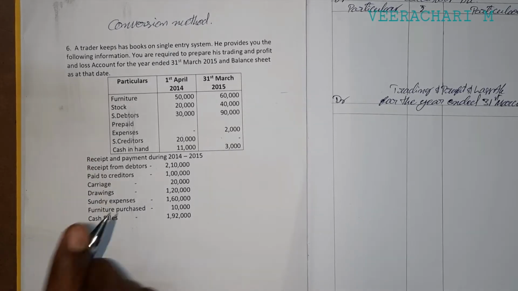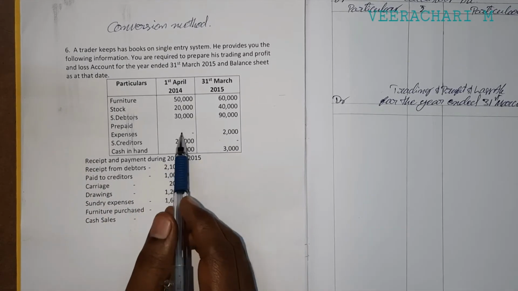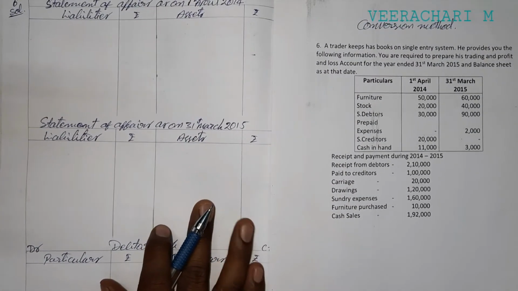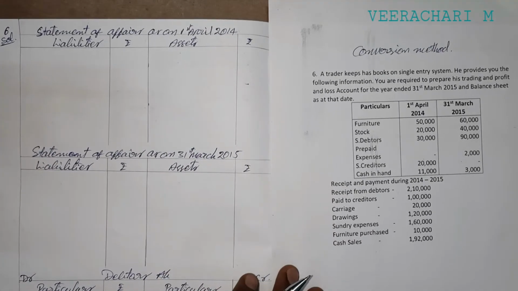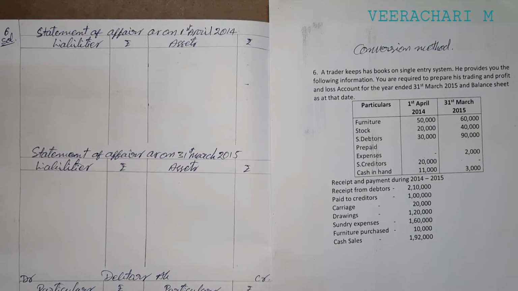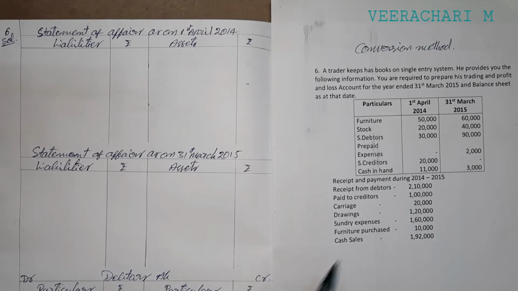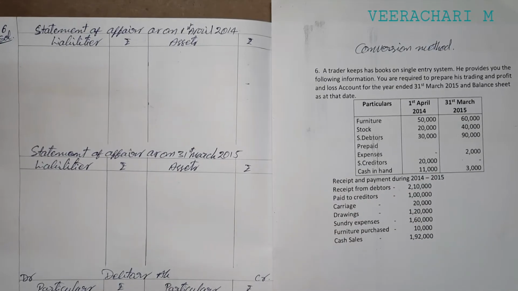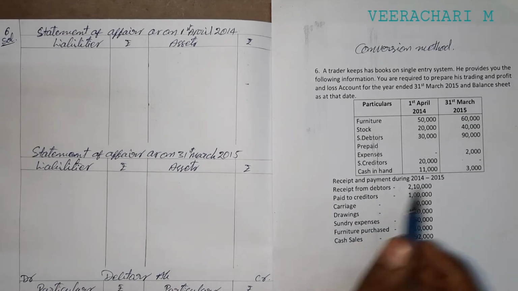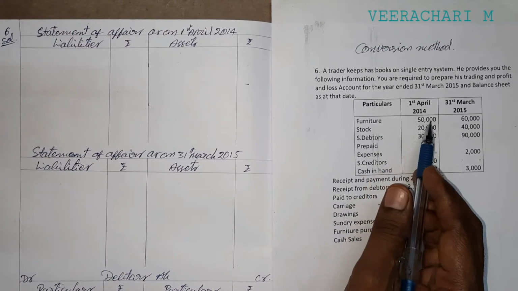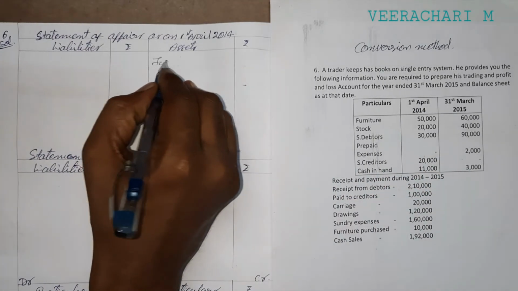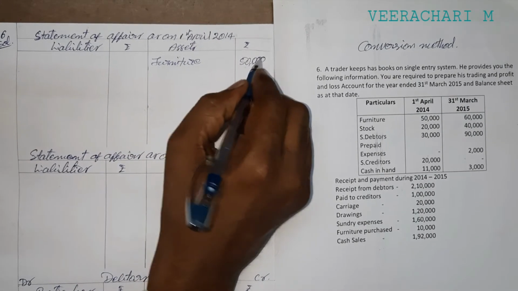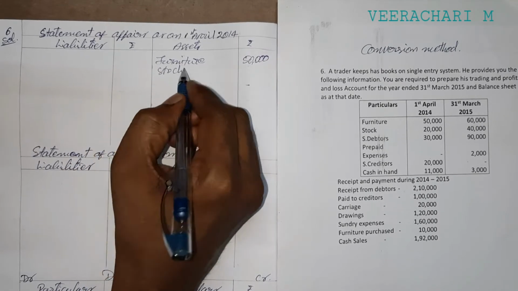So first of all, prepare the statement of affairs for opening and closing. You can read the question carefully and go through it one by one. Don't be clumsy with this question while solving. So first of all, what are the opening details and closing details? Prepare the opening statement of affairs and closing statement of affairs. First one, furniture with opening balance, it is 50,000, and stock also is an asset, that is 20,000.